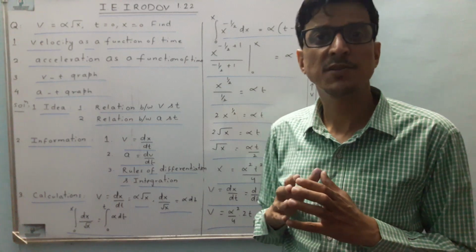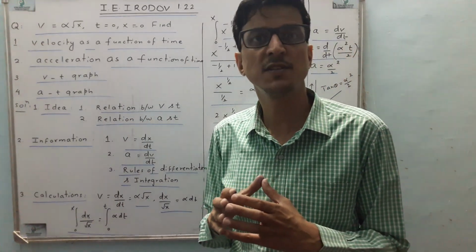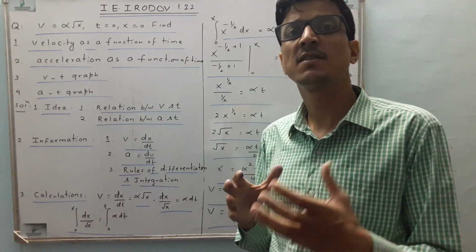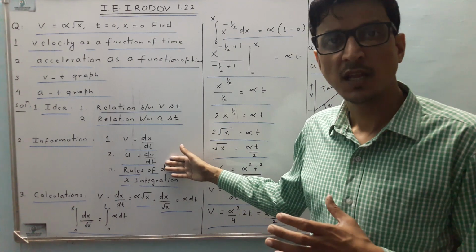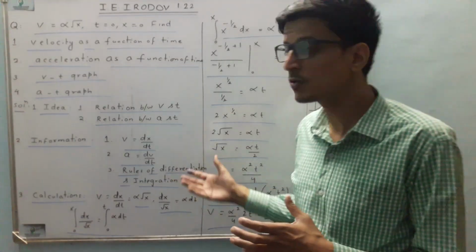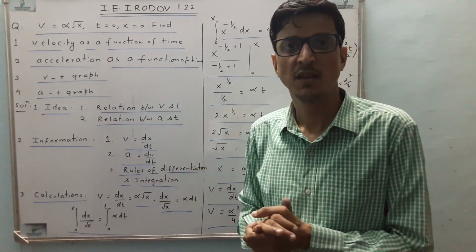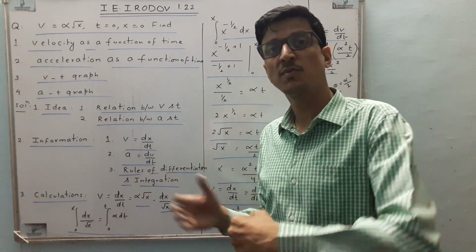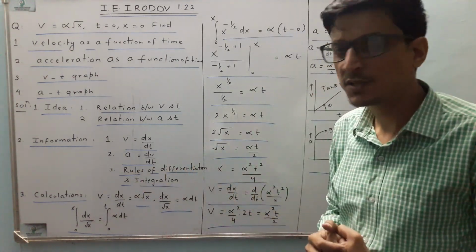The next part is information. We know that the relation between velocity and coordinate is v is dx by dt, and between acceleration and velocity is a is equal to dv by dt. So these are relations we get. And because we are using differentiation, we must know the rules of differentiation and integration also, because these will be needed. So if you are able to retrieve this information from your mind, then you can solve the questions. Now let's move on to the calculations.